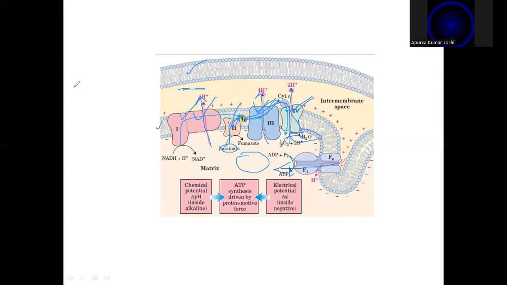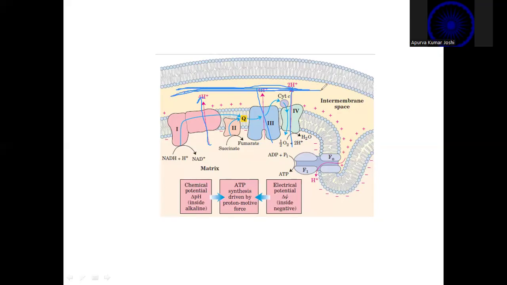But as these things happen, protons are pumped from the matrix to the intermembrane space by complex 1, 3, and 4, and that's what creates the electrochemical gradient in the form of a proton gradient, which is accumulating in the intermembrane space.